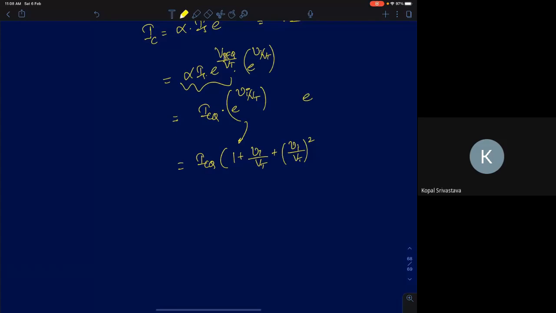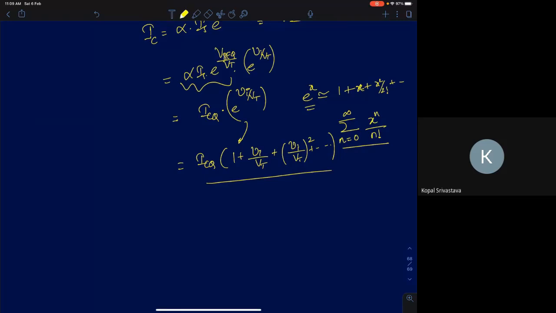by 2 factorial and so on. We use this e power x expansion, so it will be 1 plus x plus x square by 2 factorial and so on. The general expression will be the sum over n from 0 to infinity of x power n by n factorial. So this is the series expansion of an exponential function. You will have a large number of terms which are proportional to VI, VI square and so on, and higher order powers of VI.